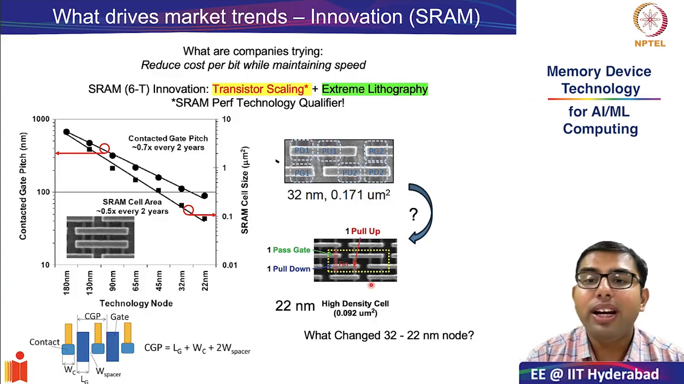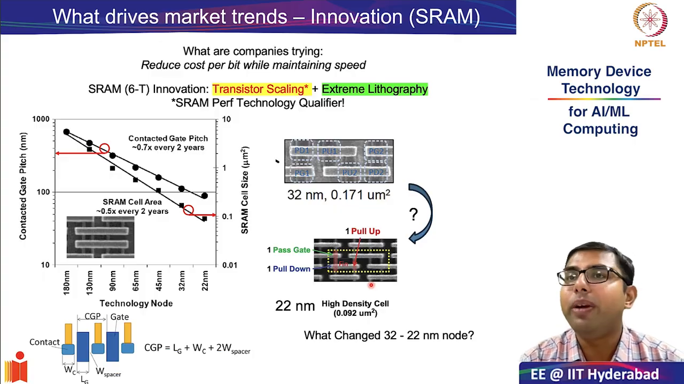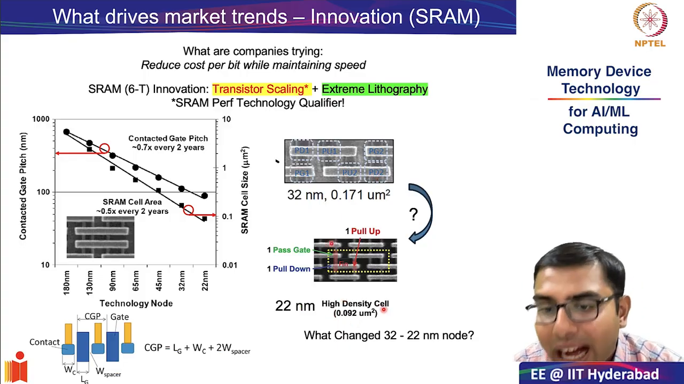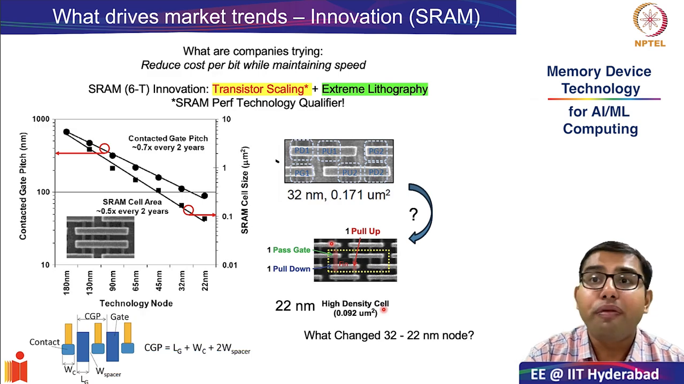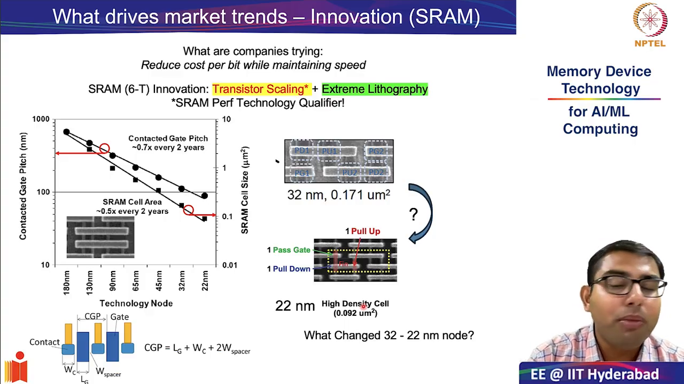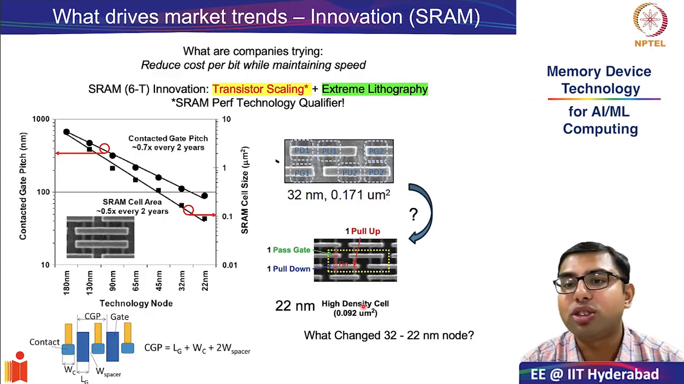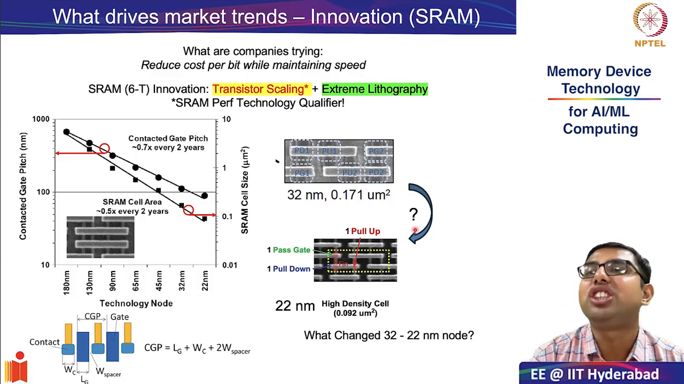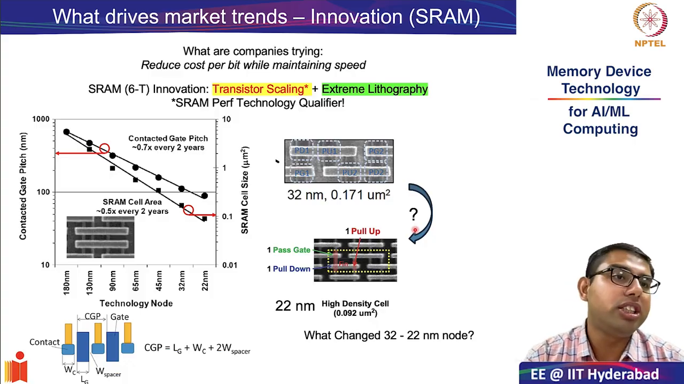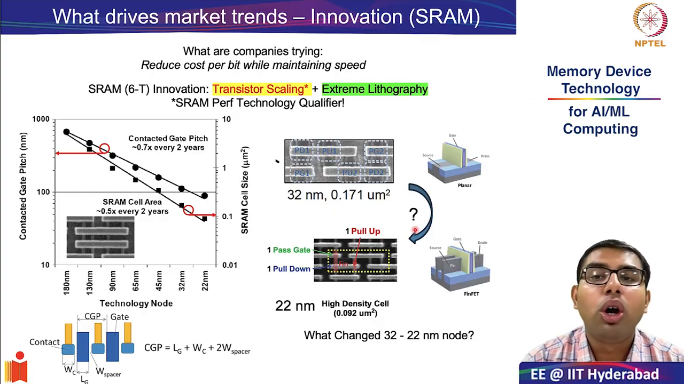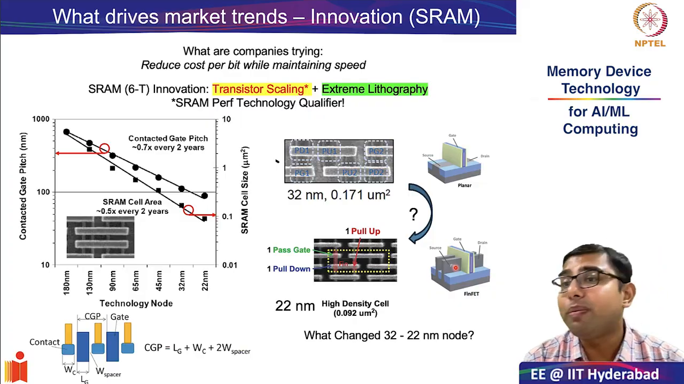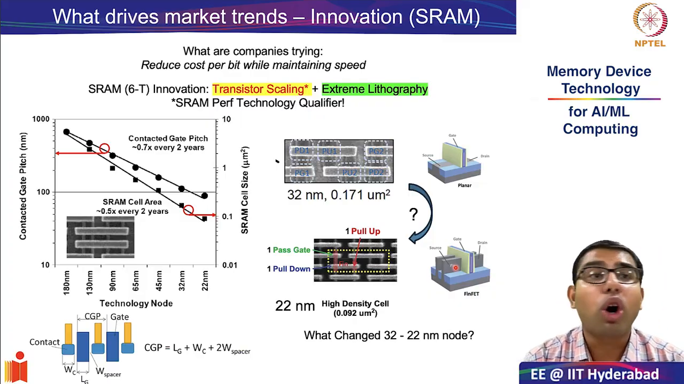But when we went to the next technology node, which is the 22 nanometer technology, we were able to implement the same design in a high density cell configuration, and for the first time SRAM cells became smaller than 0.1 micrometer square. Now, what facilitated this change from 32 nanometer technology node to 22 nanometer technology node? So what changed? As you may know, the planar transistor became a FinFET design, and this is something we will discuss further when we talk about SRAM cells.